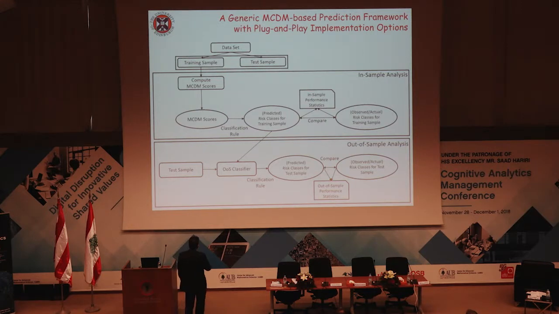And then we will predict the risk classes for the test sample. Again, we have the observed or actual risk classes for the test sample. We compare them, and then we compute the relevant performance statistics. This is basically, there's nothing new actually here, right? What is new is the choice of, or how we make decisions in terms of what we put where.